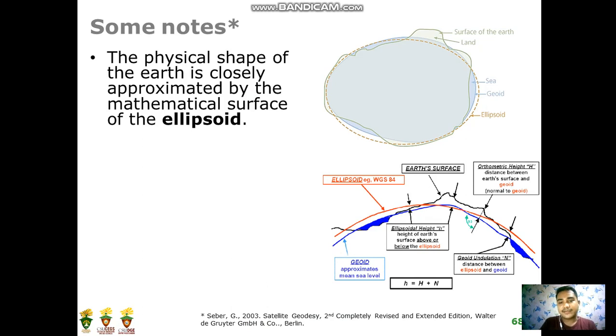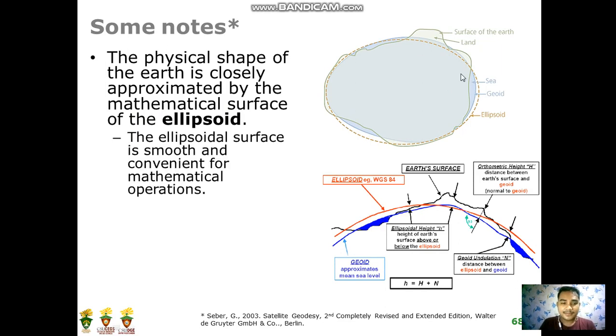So, the physical surface, from what I discussed last time, we have the surface, and it is approximated mathematically to the mathematical shape of the Earth, which is the geoid. And from the geoid, an ellipsoid is also used to fit that geoid. The ellipsoidal surface is smooth and convenient for mathematical operations. So let's agree with that.